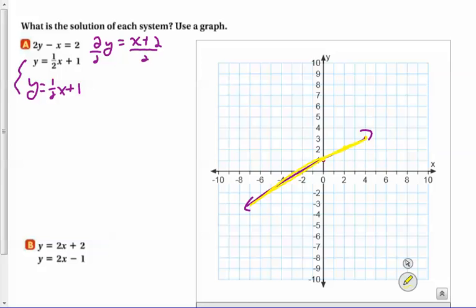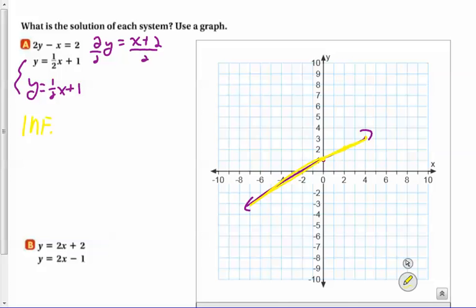So how many times do they cross? They cross a lot. This is infinite solutions. And when you have infinite solutions, it's called a dependent system. Okay, a dependent system. So you want to be mindful of that. All right. And so they have infinitely many solutions, and it's a dependent system. Let's look at the other one.